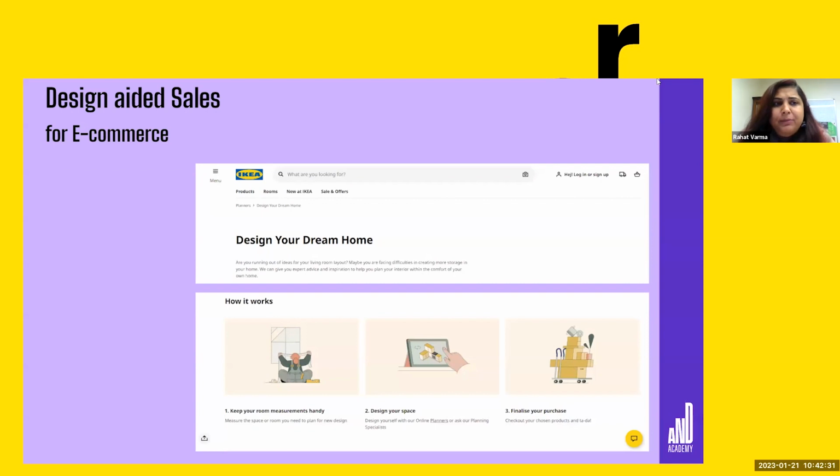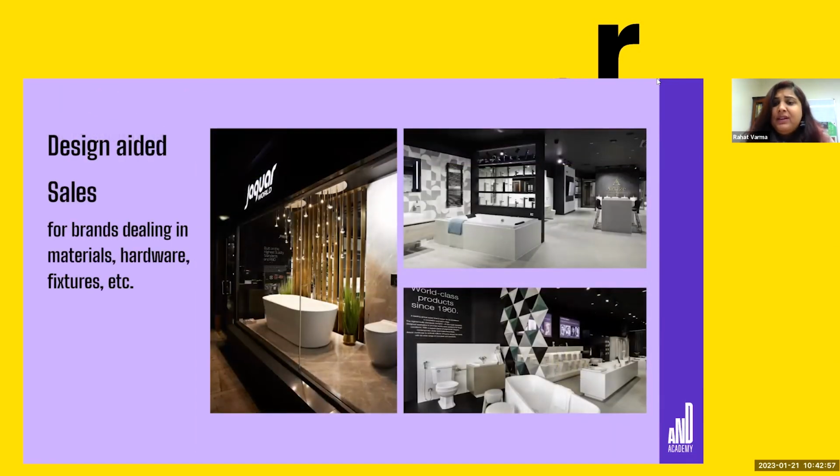There is a new kind of retail coming up, which is with the e-commerce side of things. And this is called design aided sales, which means for companies like IKEA, you just measure out a room and then you take it to them, and they'll tell you what kind of furniture you can use in every corner of it, and you can actually purchase a room. It's almost like you buy a whole room or a mood setting. Now, this is not only for a brand like IKEA, but also for hardware and materials. So Jaguar is another leading partner in the industry that does this.